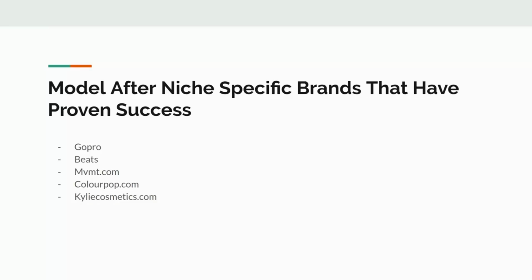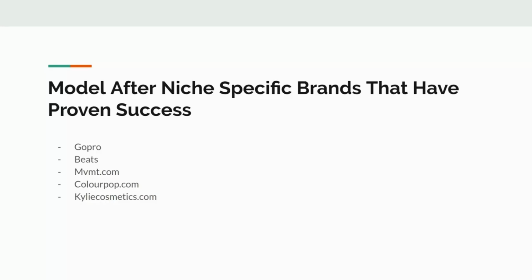But this actually did win awards for Shopify Build Your Business and stuff like that. MVMT.com is a watch specific website. That's all they sell is watches, I think men's and women's. Obviously, this is a huge business, but it's not on quite the scale of Beats and GoPro, a household name. It's still niche specific and higher end fashion, but it's not going to be such a well-known brand.